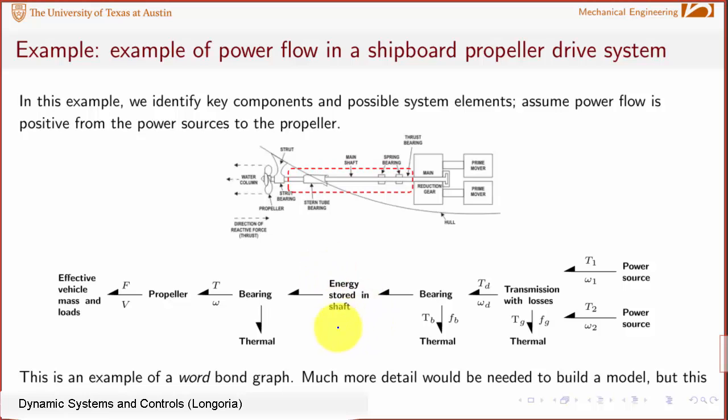So there's a lot of detail that's left out, but sometimes a word bond graph like this helps you begin trying to analyze the system. The propeller is here, and then you see there's a transmission from the rotational power of the propeller to basically the power of the vehicle in its motion. Okay.